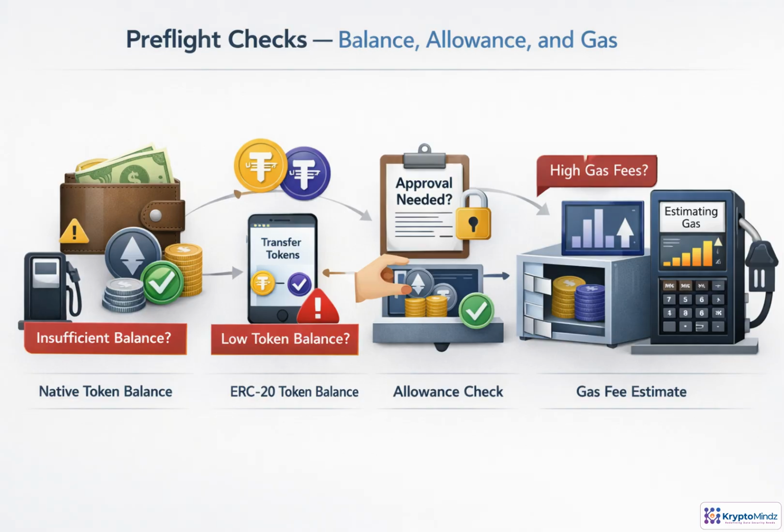A good pre-flight catches common failures early. Confirm the wallet has enough native token for gas and for any payable value. Verify the ERC20 balance for the requested action. Check allowance, because many transactions fail when the spender has not been approved. Then estimate gas. If fees look abnormal or funds are short, stop, explain the issue, and recommend the fix.